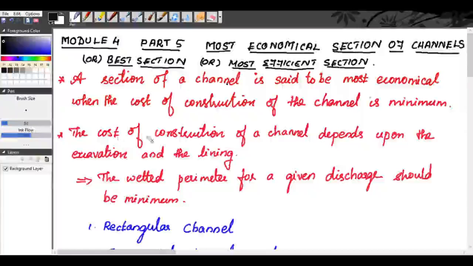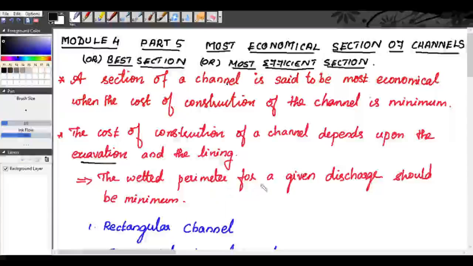Now, the cost of construction of a channel depends upon the excavation and the lining. So when you need to lay a channel, you need to dig the ground, okay? You have to excavate the soil. So the cost depends upon this excavation and the lining of the channel. If these excavation and lining can be kept minimum, then that will be your most economical section. So for that, the condition is the wetted perimeter for a given discharge should be minimum.